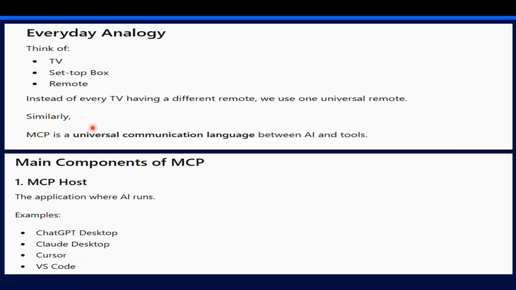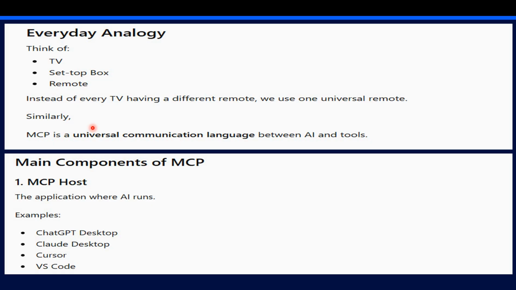Clear? Now the next thing is an everyday analogy. Think of a TV, a set-top box, or a remote. We all know the term universal remote, which can be used with any TV, right? Doesn't matter which brand you are using. If it is a universal remote, it can be used there. Similarly, MCP is also a universal communication language between AI and tools. So if you are using AI with different tools, you can use this universal communication language. I think till now everything is clear, like what is MCP, why do we really need it, and how it is helping us.